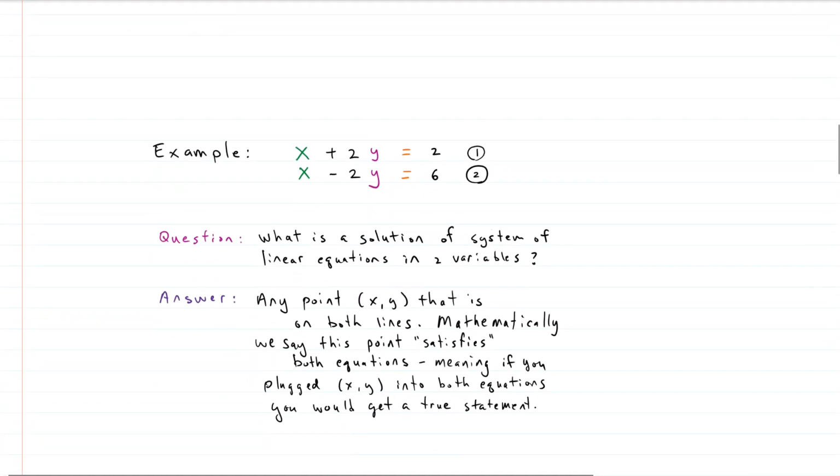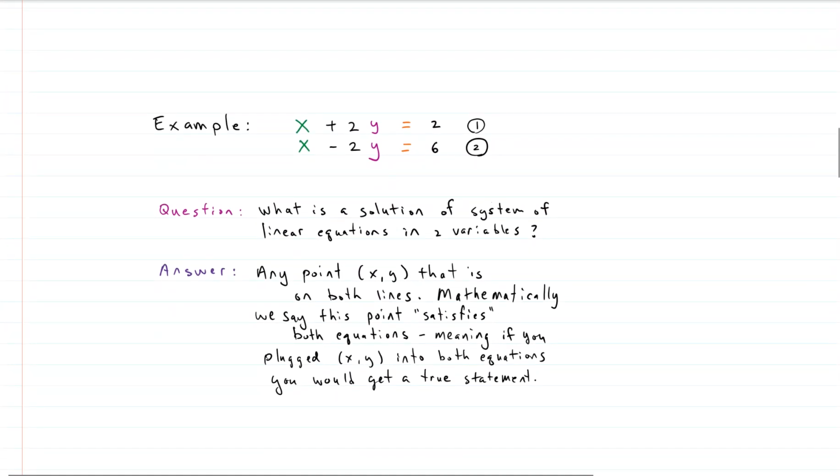Let's look at an example system. Here's a system, equation 1, equation 2. My equations have identifiers. I have a number and then a circle around it. So this 1 is an equation label. You can see that we have two variables. They both have 1 as their exponent. So that's an example system.